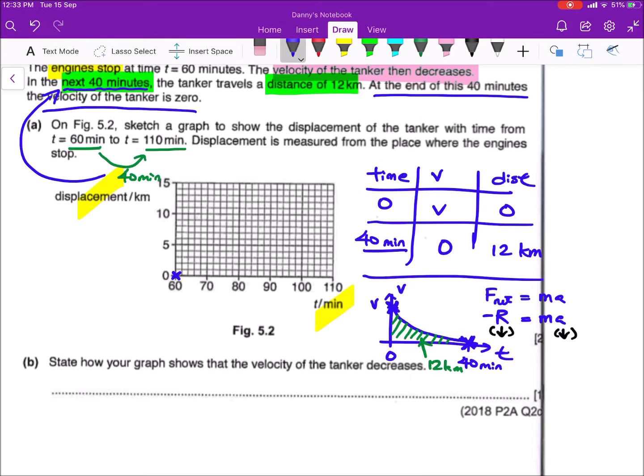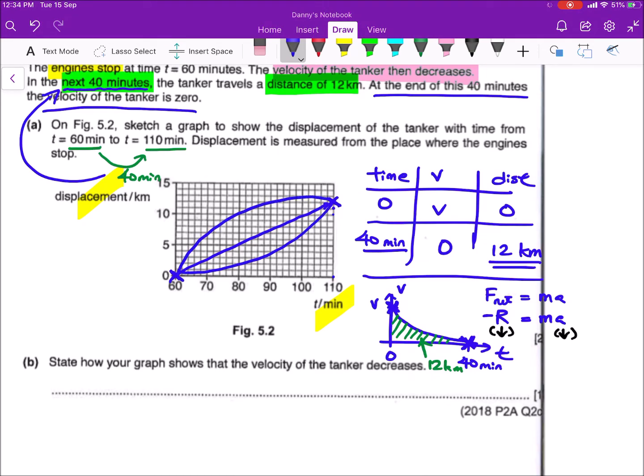So now what happened is that I know after 40 minutes, it has traveled 12 kilometers. So at 40 minutes, I travel 12 kilometers. This is 10, 11, 12. Right? Then now I need to ask myself, okay, between the first point and the second point, is it a straight line? Is it a curve like this? Or is it a curve like that?